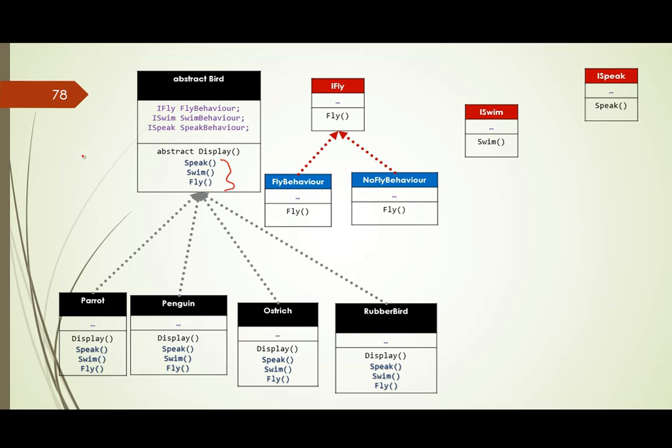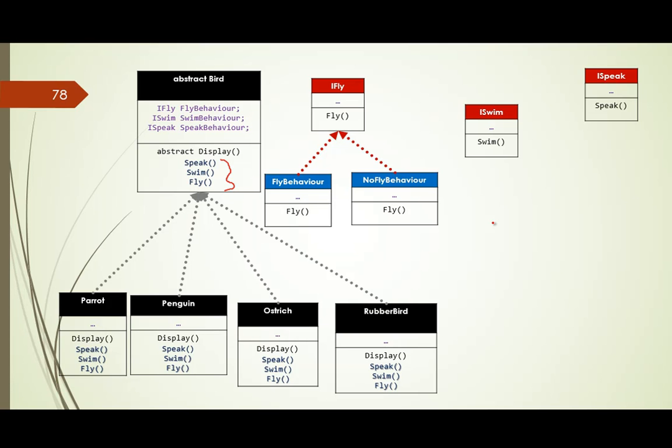So we have a fly behavior, which implements this interface IFly and implements the fly method, and we also have no fly behavior, which will say that the bird cannot fly. So it's implemented. If you have 10 different types of fly behaviors, just write the 10 different types of fly behavior. It really will be odd if you have 100 types of fly behavior. So that will be a good solution.